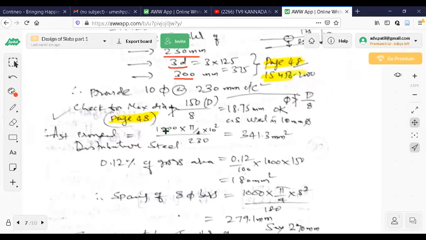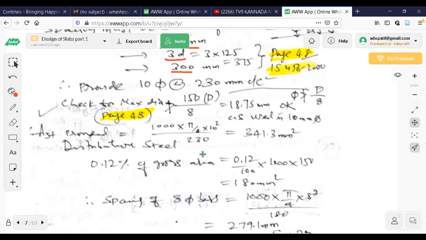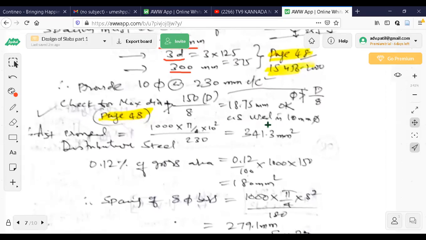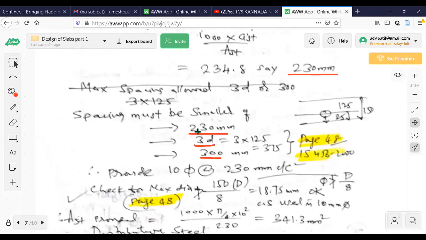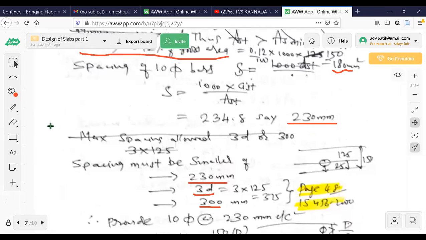So the AST actually provided is this. Actual AST provided is 341. How I calculated this, observe here. Actual AST for slabs: first I have written the width B, that is 1000, times pi by 4 into 10 square for 1 bar, divided by 230. What is this 230? It is spacing. That is the reverse of this formula. After choosing the diameter and final spacing, you should calculate the actual value of AST you are getting now. That is important here.